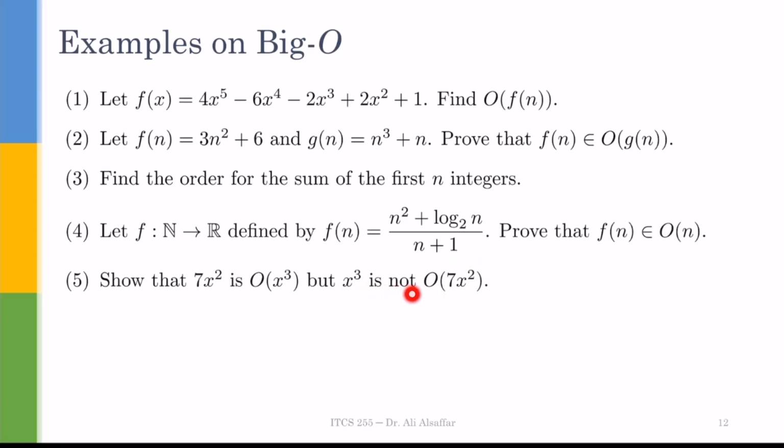So how to prove that x raised to power 3 is not big O of 7x squared using the basic definition?